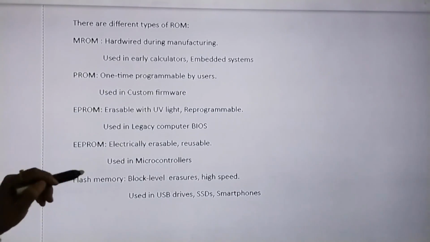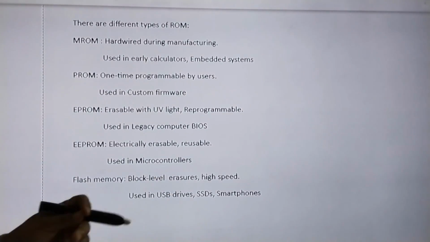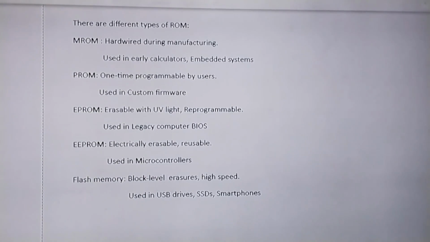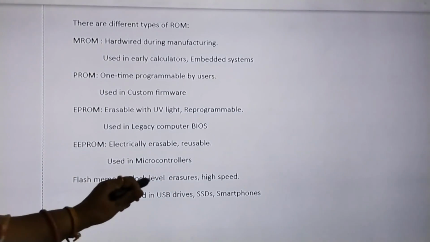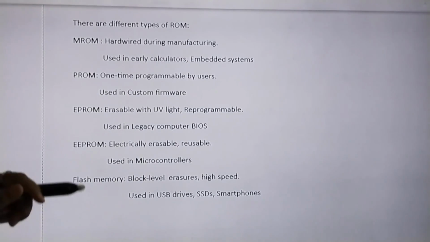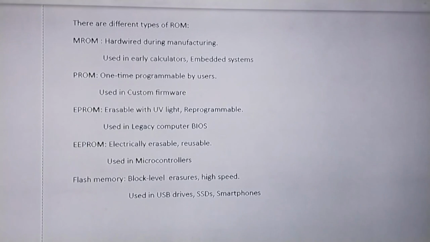The last ROM memory is flash memory, and it is erased at block level. That means it is capable of erasing in blocks, not bit by bit or word by word. Blocks can be erased in this type of memory, and it is high speed. It is used in USB drives, SSDs and smartphones. This is all about the primary memory.